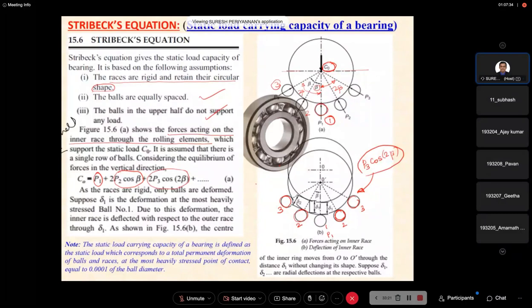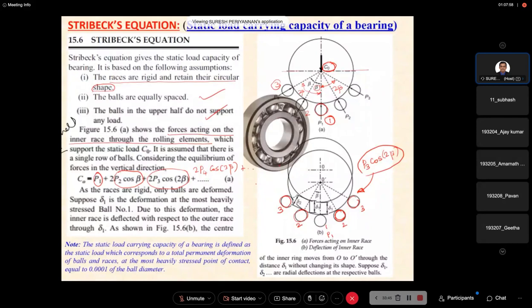What about ball 4? Can you tell me? What about ball 4 here? Ball 4. Please don't waste time. What is the ball 4 load here? Next component. 2P4 cos 3 beta, sir. Yeah, thank you. 2P4 cos 3 beta.